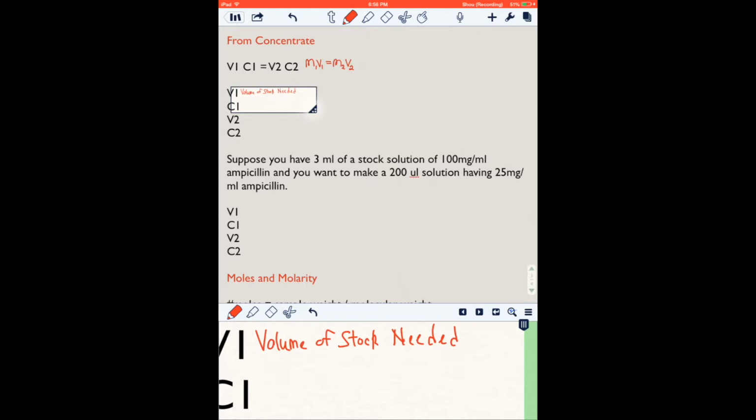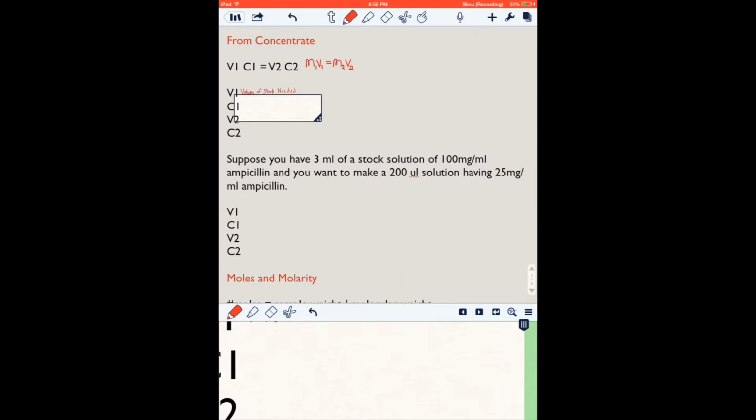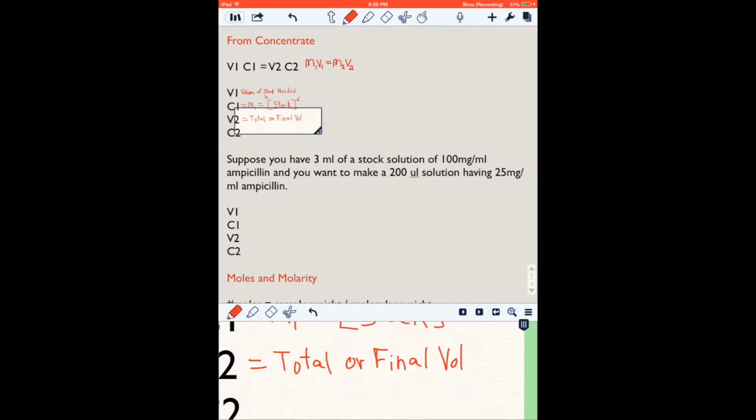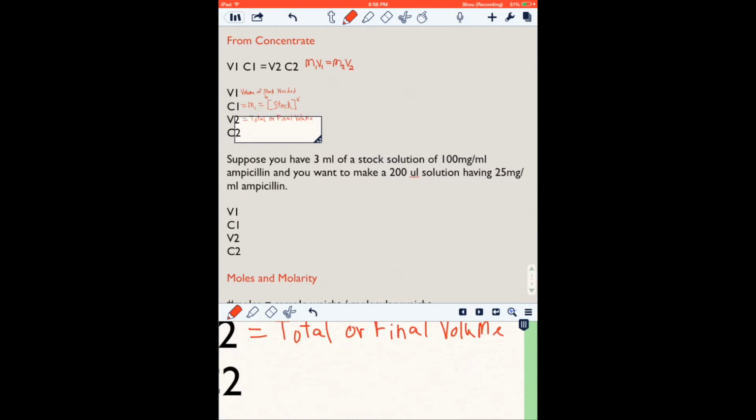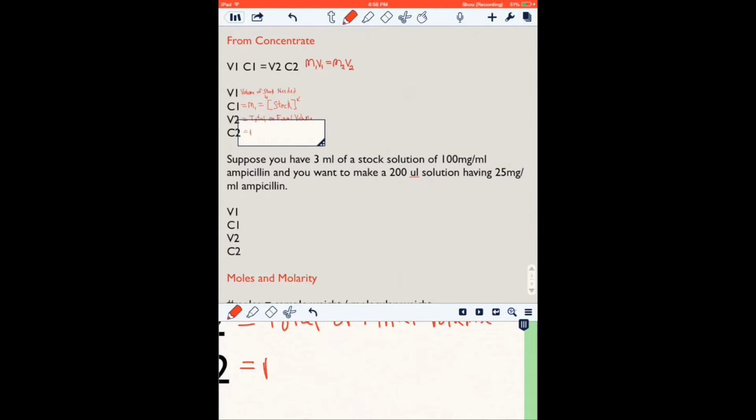C1 is also equal to, I'm sorry, to M1. And this is just the concentration of your stock. And by convention, when we use these brackets right here, whatever's inside of it means concentration. And V2 is the total volume of your new solution, or your final solution. So you could call it either total or final volume. And C2 is equal to M2, and that's going to be your final concentration.